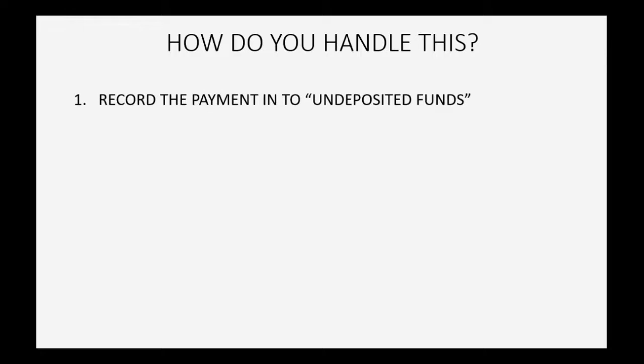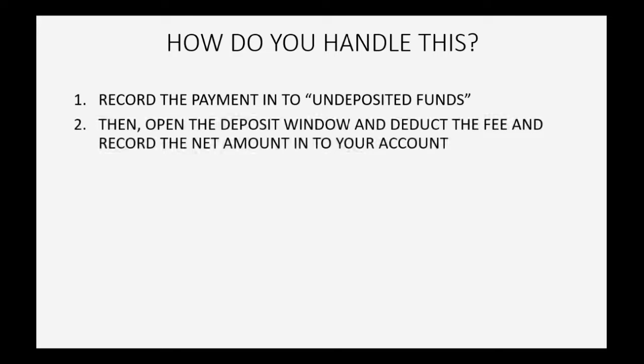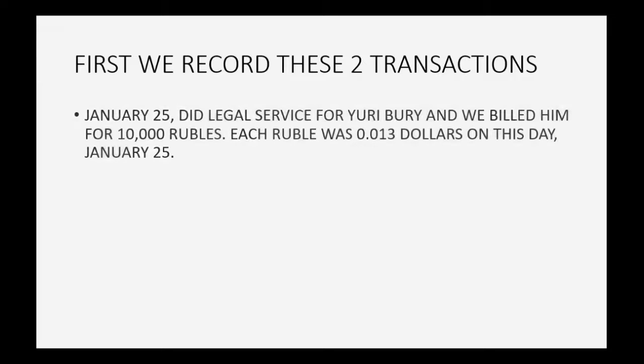Well, you would record the payment the same way that we learned in the prior video, except this time you would not choose bank account, you would instead choose undeposited funds. Then, immediately after recording the payment, you would open the deposit window and deduct the fee and record the net amount into your account. So first we record these two transactions.